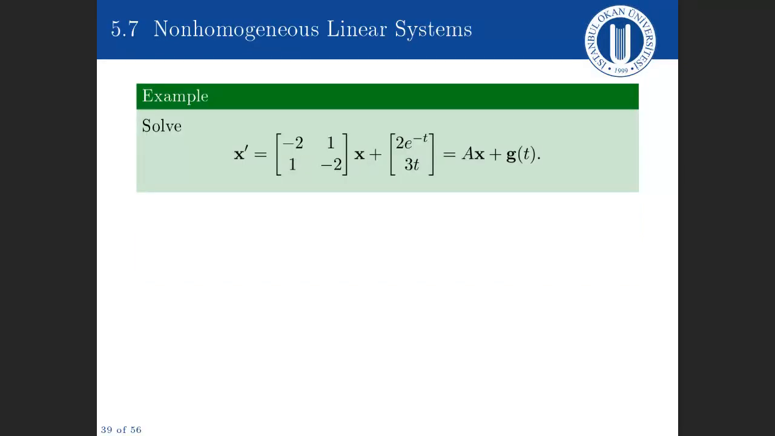Let's do a couple of examples. First, the same example that we've solved twice already. Solve x' = [[-2, 1], [1, -2]] x + [2e^(-t), 3t].